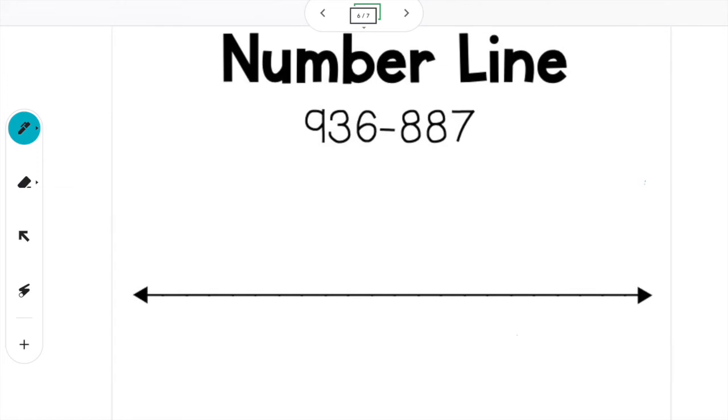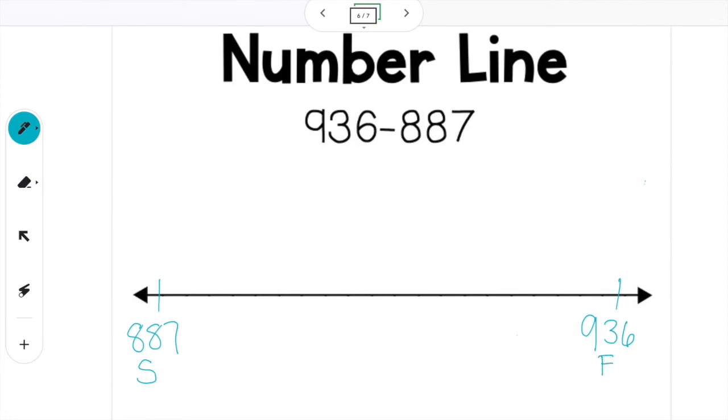So boys and girls, the way I tell my students is that on a number line, you are counting how many steps it would take you to get from the smallest number to the biggest number. In this case, my smallest number is going to be 887, so I'm going to put 887 as my starting point. My biggest number is going to be 936, so I'm going to put 936 as my stopping point. So I'm going to put start and finish.